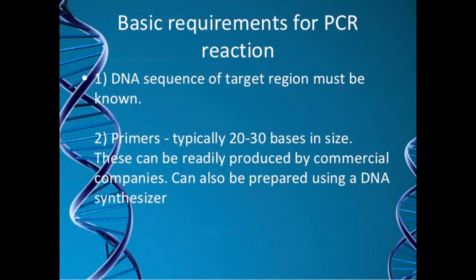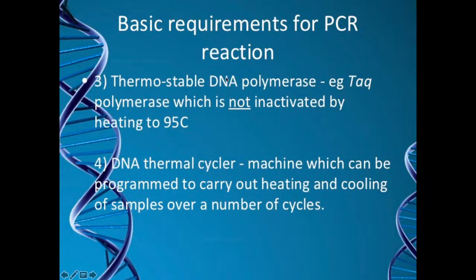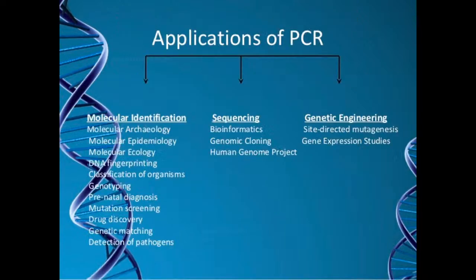So, some requirements. The DNA sequence of the target region must be known. The primers should be 20 to 30 base pairs. We have to use a thermostable DNA polymerase, like Taq polymerase, which is not inactivated at 95 degrees Celsius. And a DNA thermocycler is needed to make the heating and cooling cycles. Some applications: molecular sequencing and genetic engineering.